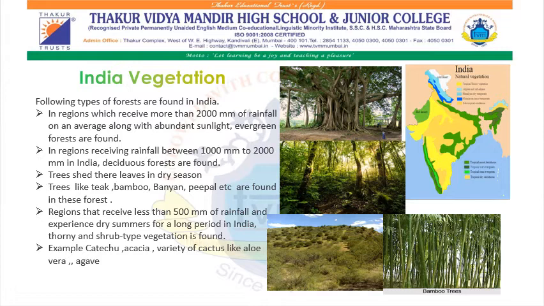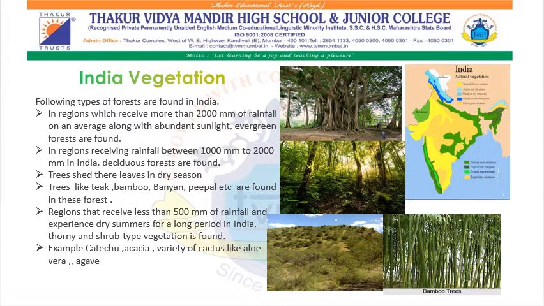Now the region which receives rainfall between 1000 millimeters to 2000 millimeters, here you find deciduous type of forest. The characteristic of this forest is that in the dry season, the trees shed their leaves so that water is not lost due to evaporation. Examples of such trees are bamboo, teak, banyan, peepal, etc.